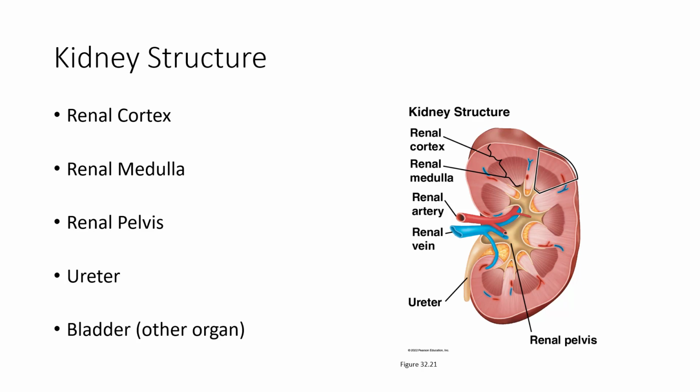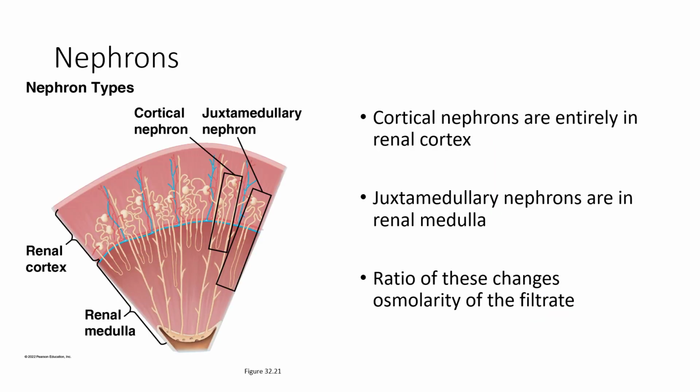How are these built? Well, we're going to look at the cortex and the medulla. The renal cortex is the outside of the kidney, and the renal medulla is the interior of the kidney. There's also the renal pelvis, which is where the filtrate is going to exit into after it's been properly filtered. The ureter will take this filtrate from the kidney to the bladder, and the bladder will take it to the urethra and out. In the kidney, there are nephrons.